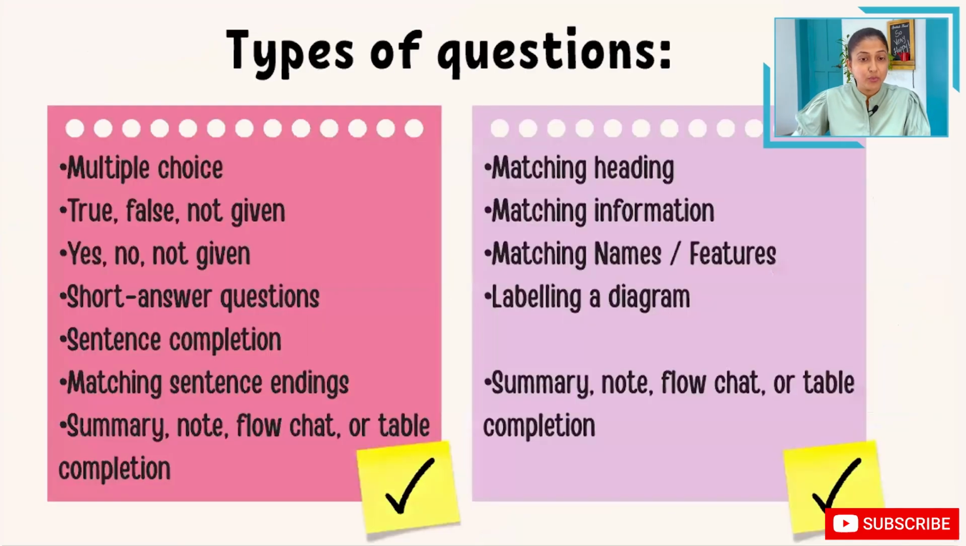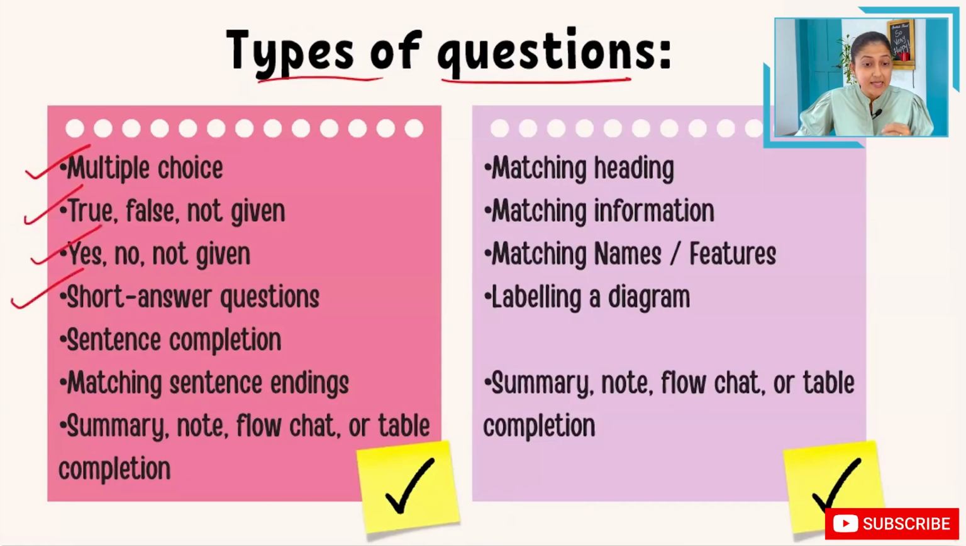Okay, so as you can see on your screen right now, there are different types of questions such as number 1, multiple choice questions, true, false, not given, yes, no, not given, short answer questions, sentence completion, matching the sentence endings. Then we have something called summary completion, note completion, flow chart completion or table completion. Apart from these types, we also have matching the headings. That means you get a list of headings and you have to match the headings to the paragraphs.